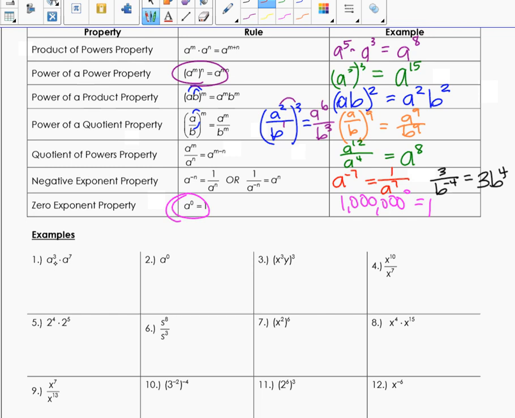Here we have the same base, so you're going to multiply and add your exponents. So you get a to the 10th. This is to the 0 power. Anything to the 0 power is always going to be 1.